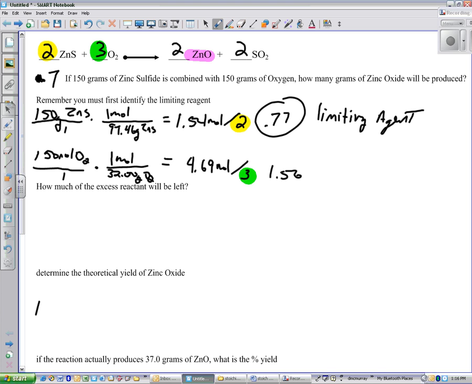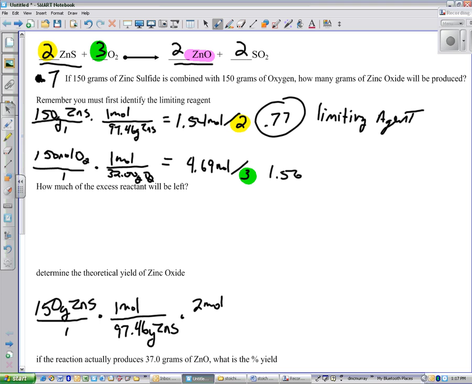So now I'm going to start with 150 grams ZnS, and I'll put that over 1. Oh, it's fun. And then I say 1 mole over the molar mass of ZnS, which is 97.46 grams ZnS. And now here's my mole conversion. Here's where I do my comparison between what I have and what I'm looking for. So now I say 2 moles zinc oxide over 2 moles zinc sulfide.